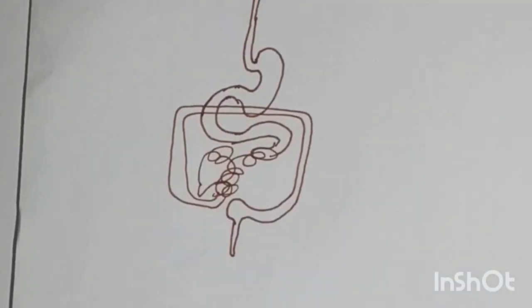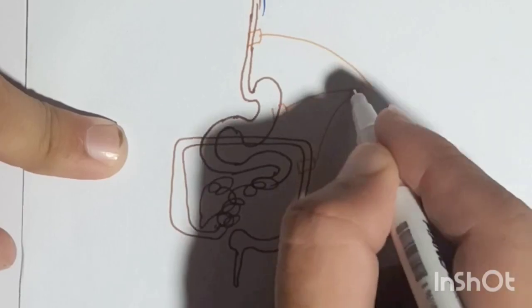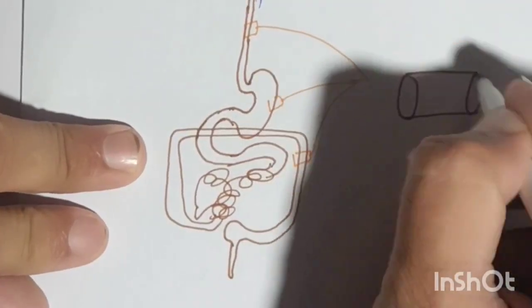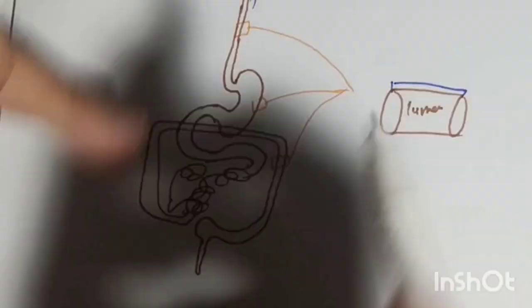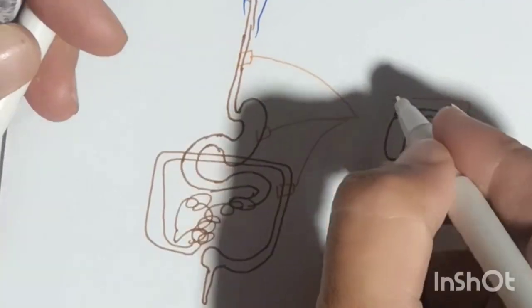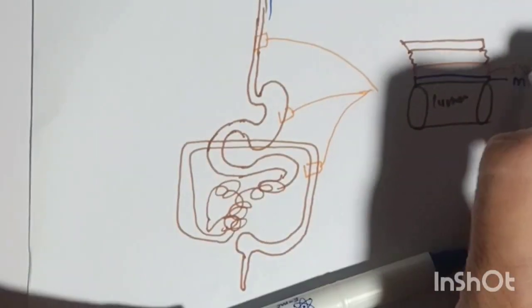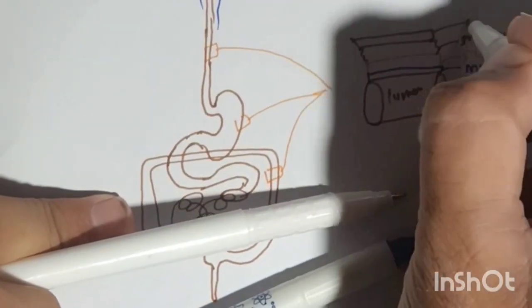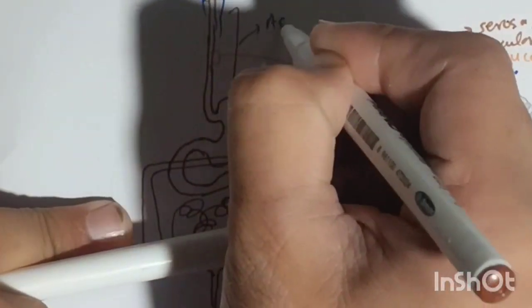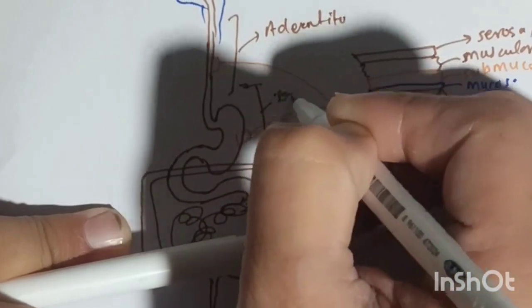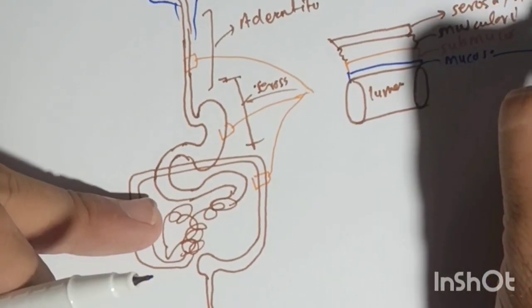This is composed of a lumen surrounded by muscular tissue, connective tissues, and mucosa. This is the lumen, and in the lumen, the first layer is the mucosa. After that there is the submucosa, then the muscularis, and at the end the serosa or adventitia. Adventitia is present above the diaphragm, but serosa is present below the diaphragm.